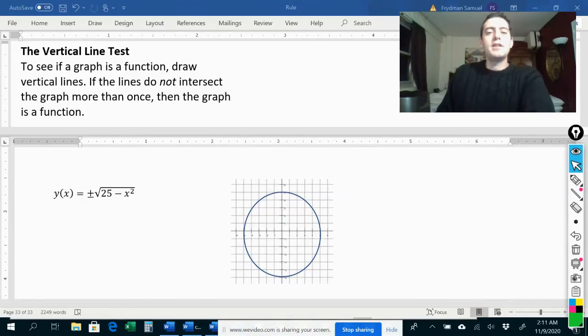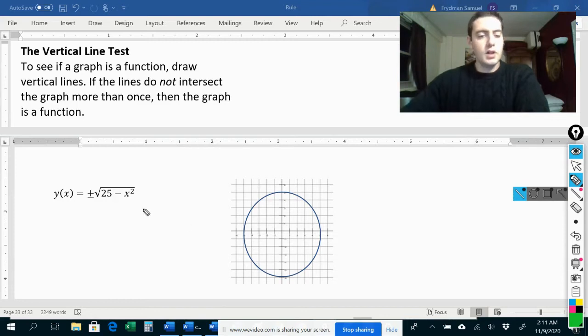Hi everybody. In this video, we're going to learn how to tell if a graph is a function by using something known as the vertical line test, which is a pretty simple test. So to see if a graph is a function, draw vertical lines. If the lines do not intersect the graph more than once, then the graph is a function.